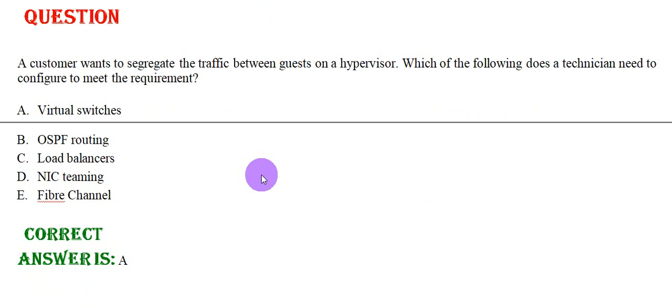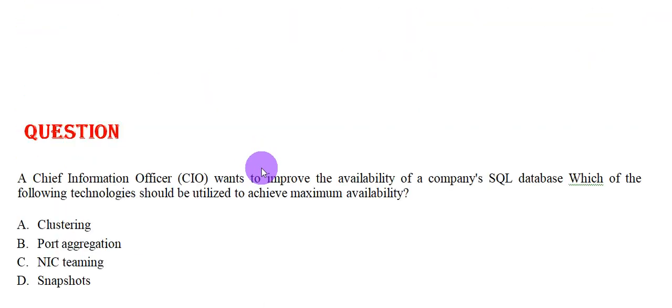A customer wants to segregate the traffic between guests on a hypervisor. Which of the following does the technician need to configure to meet the requirement? Option A, virtual switches. Option B, OSPF routing. Option C, load balancers. And option D, NIC teaming. And option E, fiber channel. The correct answer is option A.